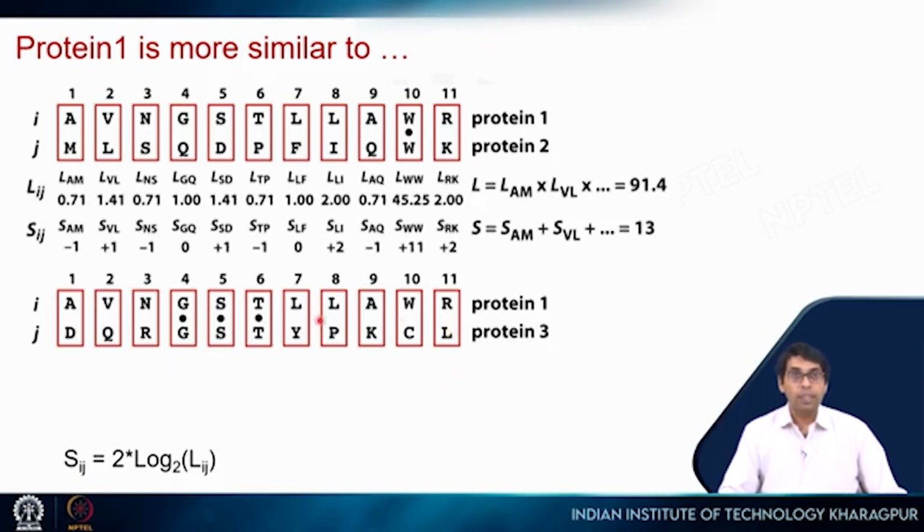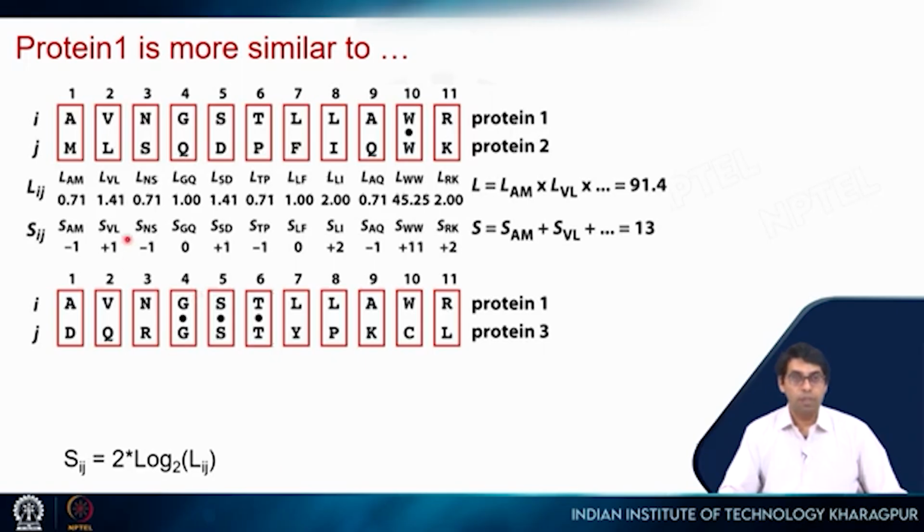If we do that, there are numbers which are obtained for a pair of substitution. So 0.71 for substituting alanine with methionine, 1.41 for substituting valine with leucine, and so on. Now these same numbers are converted: if you take the log to the base 2 of this L, it gives you this S, right? If it is L, you have to multiply all of them, but instead of multiplying numbers, if I take the log, then I can just add them. Addition is computationally easier compared to multiplication.